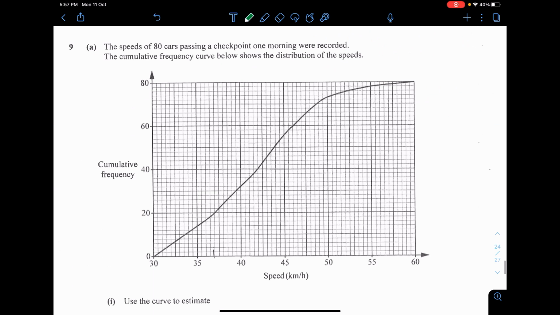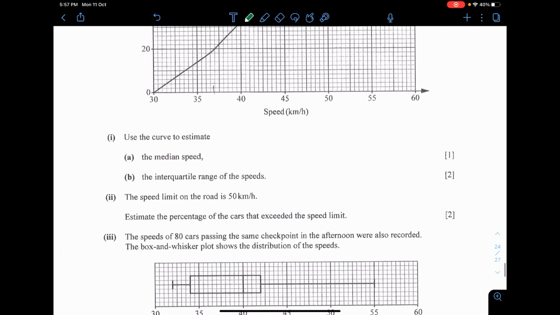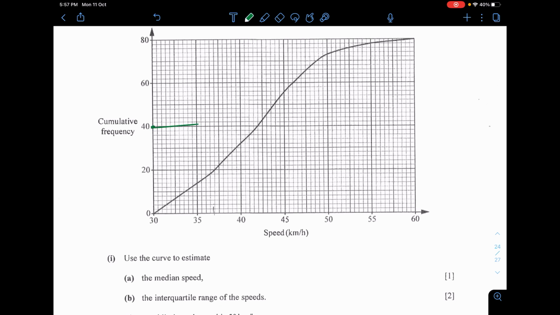Let's move on. The speeds of 80 cars past a checkpoint one morning were recorded. The cumulative frequency of the distribution of the speed. Calculate the median speed. The median is the middle of the frequency, so you're looking for the 40 here. You need to trace it across, and then trace it back down. You'll get 44. That's the median in kilometers per hour. Interquartile range. I need to find the Q3, which is here.